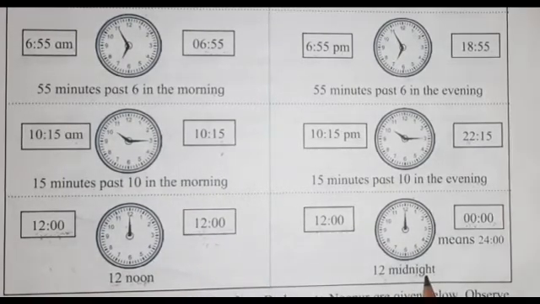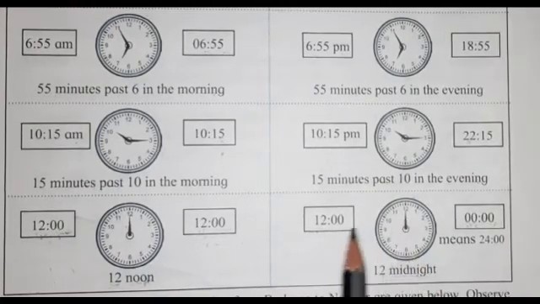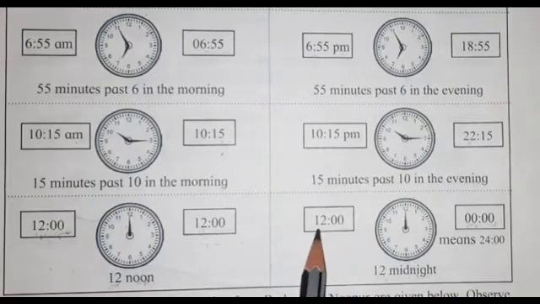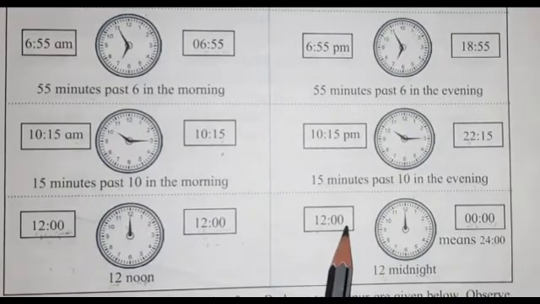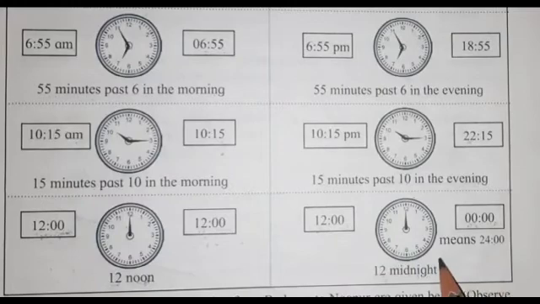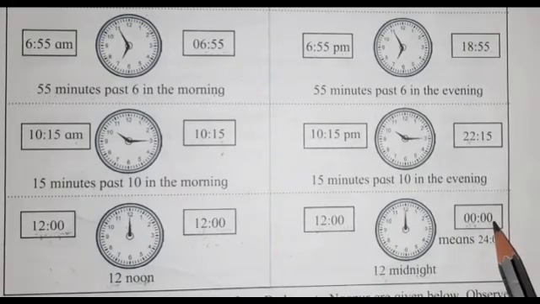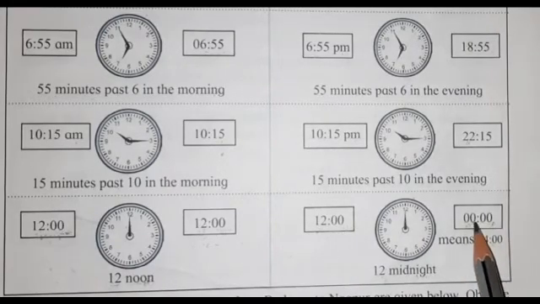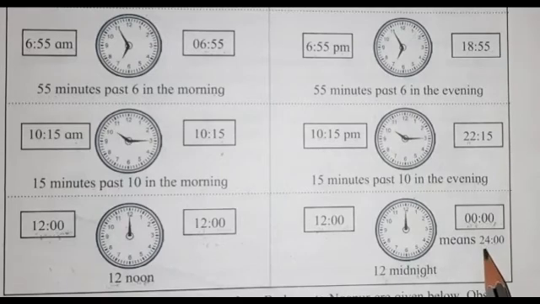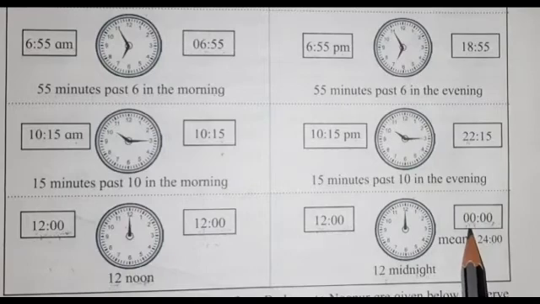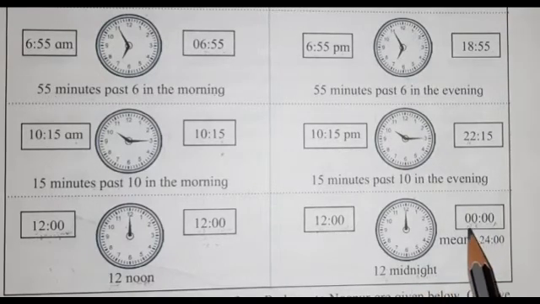Now 12 midnight. 12 midnight, here also the time is exact 12. So do not write PM here. Here write 12:00. In 24-hour clock, 12 midnight is written as 00 and colon 00. This 00 means 24, and 24 is written in 24-hour clock as 00. So the time 12 midnight is 00 colon 00.